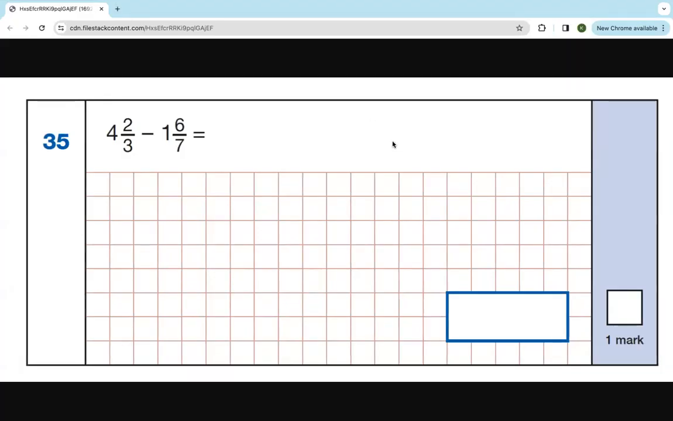As you go through the paper, towards the end, you usually find that the questions they ask of you regarding fractions become a little bit more challenging. But let's just take a step back from here. What is this question? If we just isolate the whole numbers here, we've got 4 minus 1, and we know 4 minus 1, that's a lovely question. That's just like 3. But then we have this 2/3 minus 6/7.